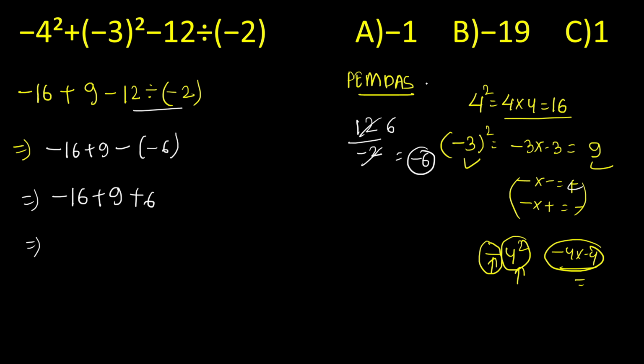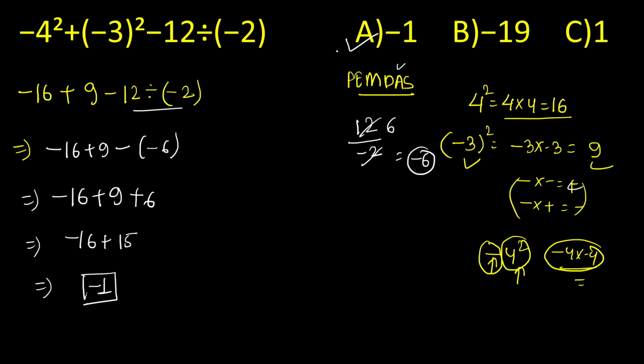Now we will do the addition first. 9 plus 6, which gives result 15 here. So minus 16 plus 15 will give result -1 here. So your right answer is -1.